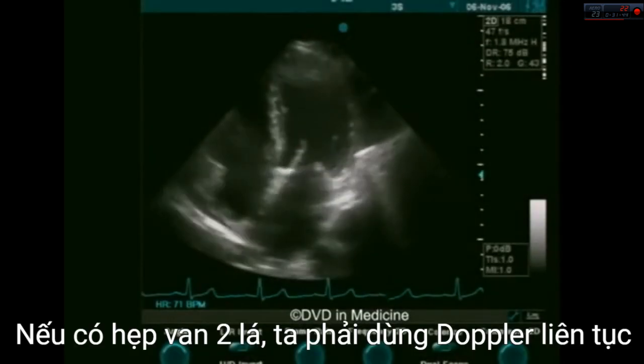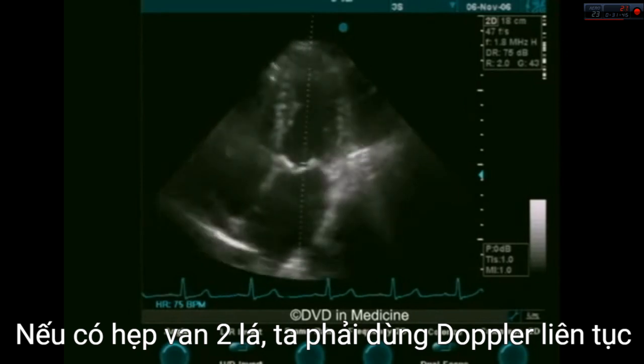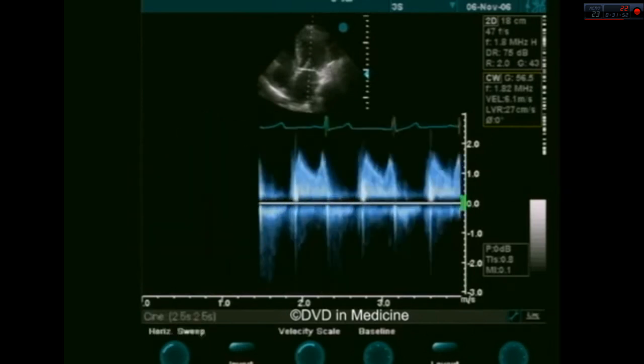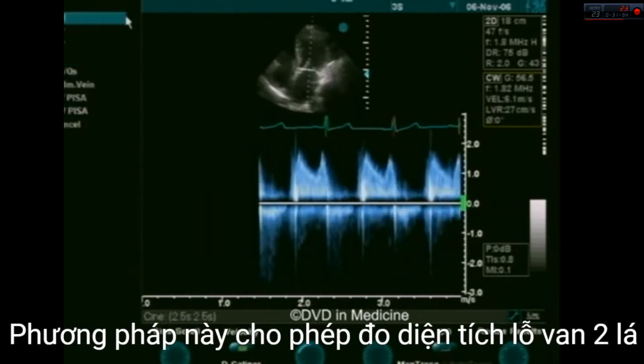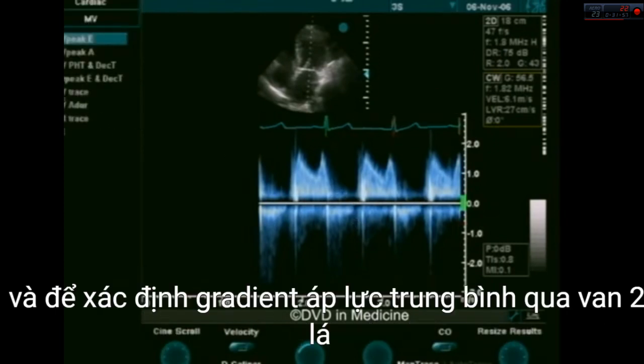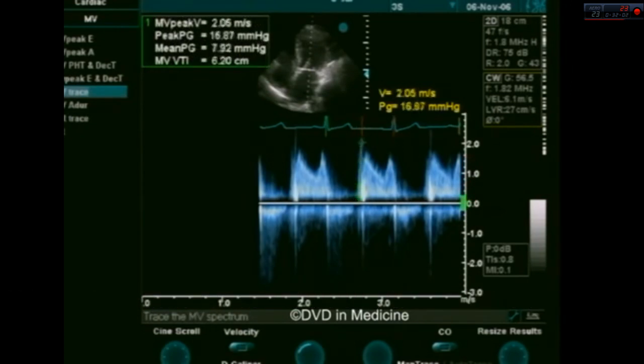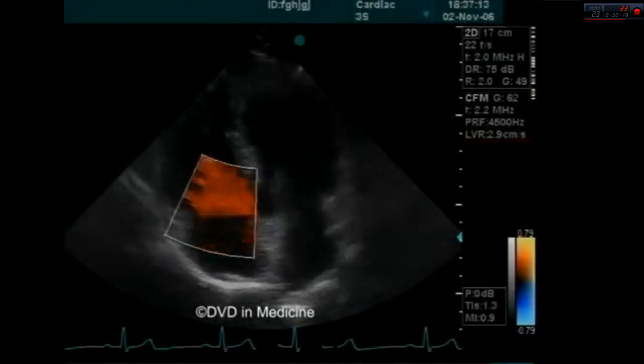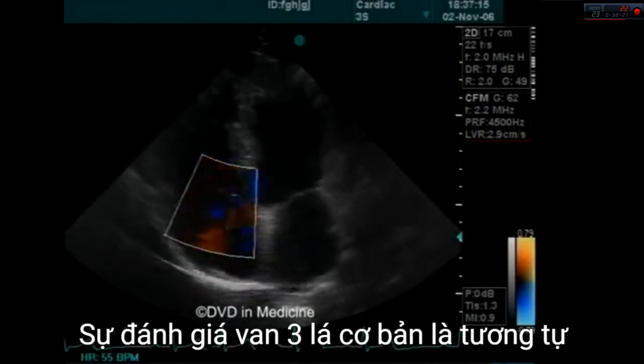If there is a mitral stenosis present, one should use continuous wave Doppler for quantitative calculations. This method will allow one to measure the area of the mitral orifice and to determine the mean pressure gradient across the mitral valve. The assessment of the tricuspid valve is essentially the same.